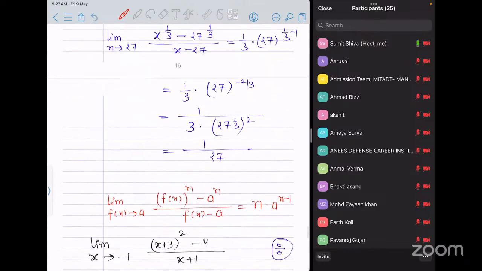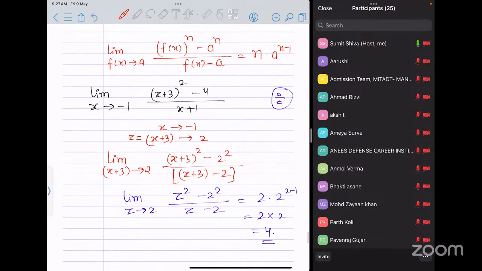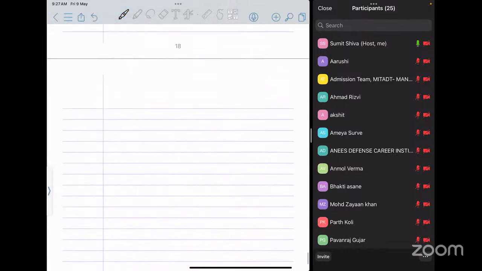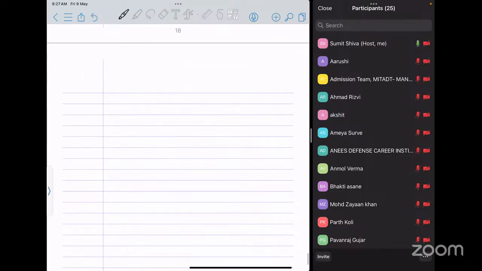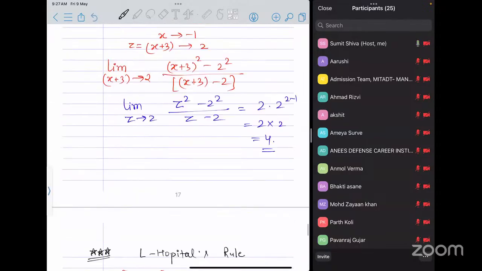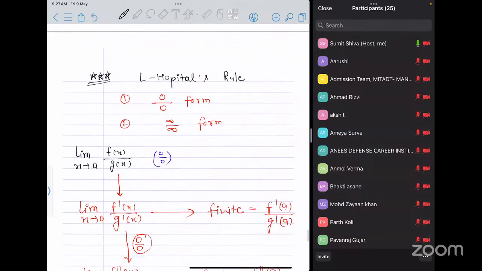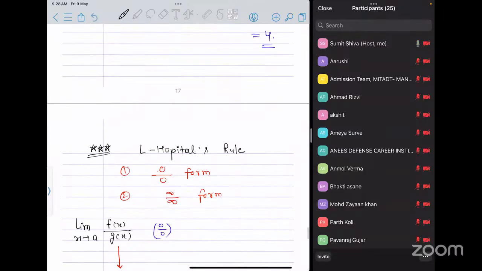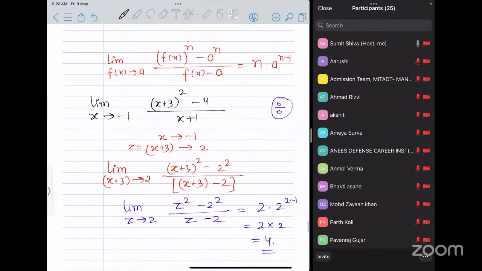For example, I have the same question, which is limit extending to -1, x plus 3 to the whole square minus 4 divided by x plus 1.